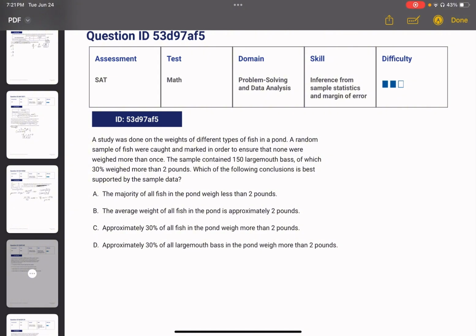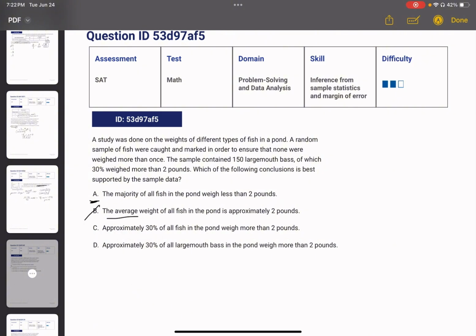These types of questions, when it gives you options, just read the options, go one by one, cross it out, or underline if you think it's a possibility. The majority of all fish in the pond weigh less than 2 pounds. Okay, that's a possibility. The average weight of all fish in the pond is approximately 2 pounds. Okay, it gives us nothing about an average here, only says 30% weighed more than 2 pounds, so that gives us no information alluding to the average.